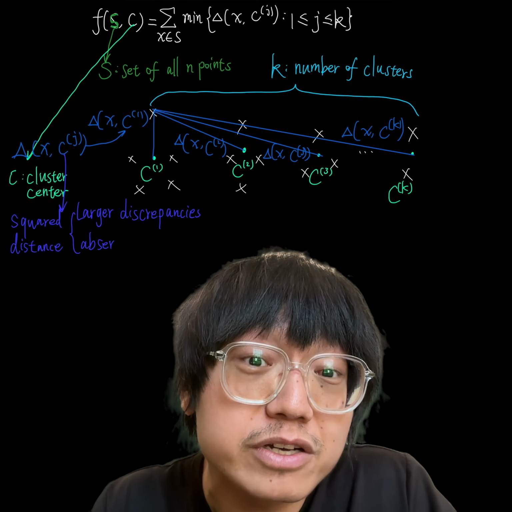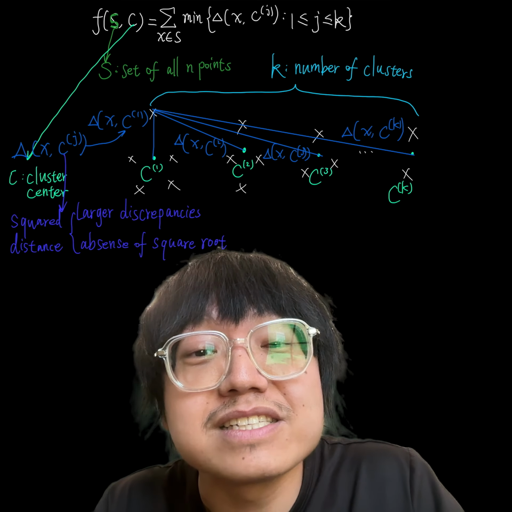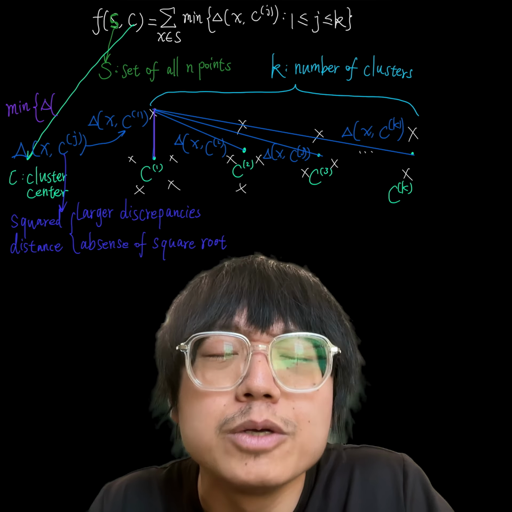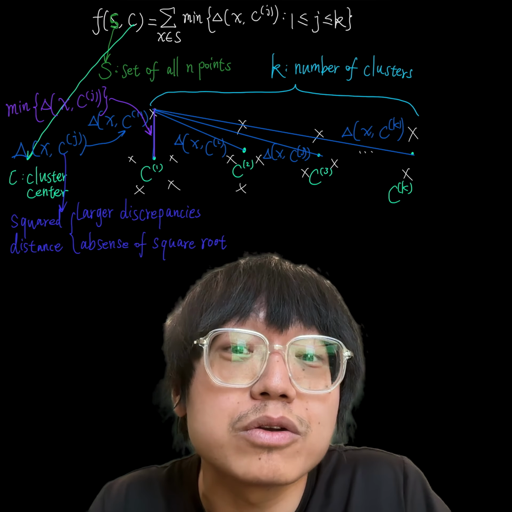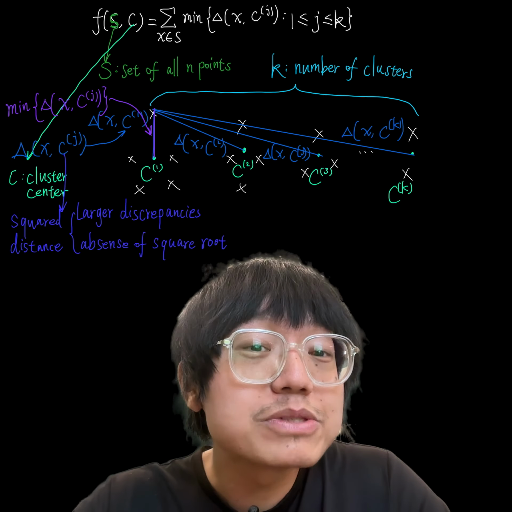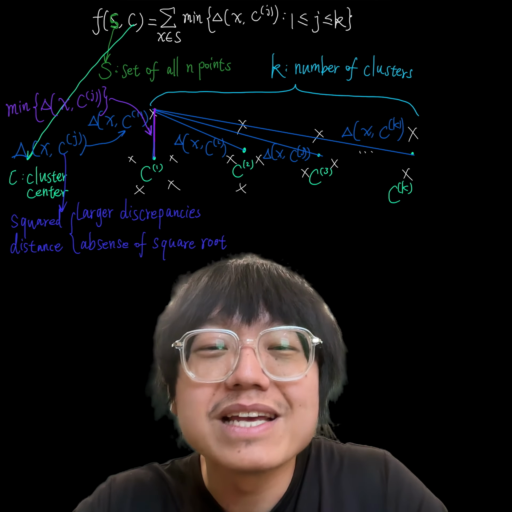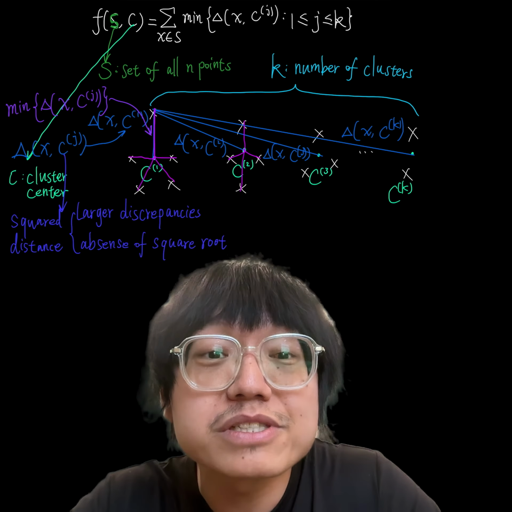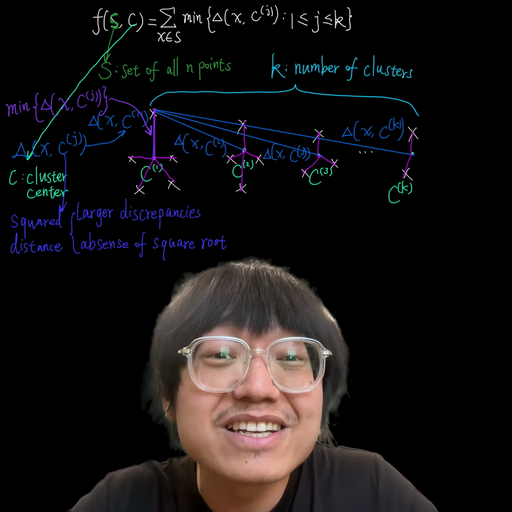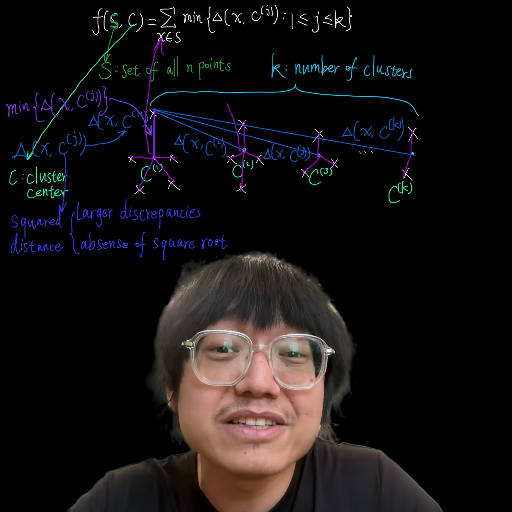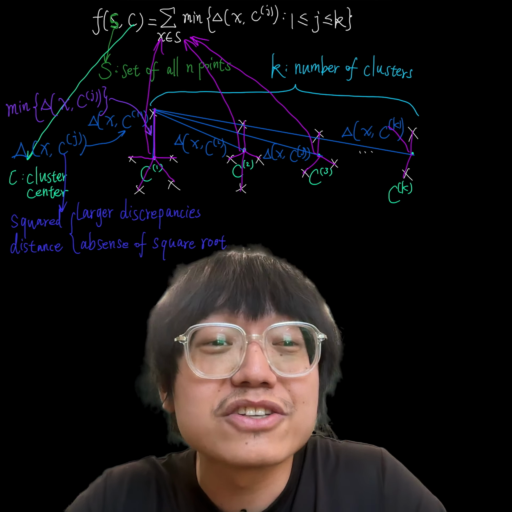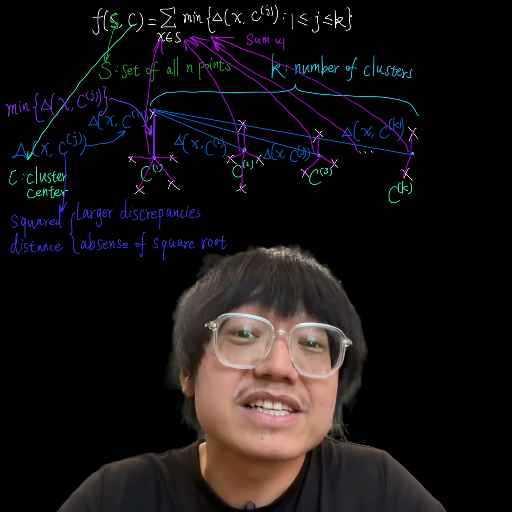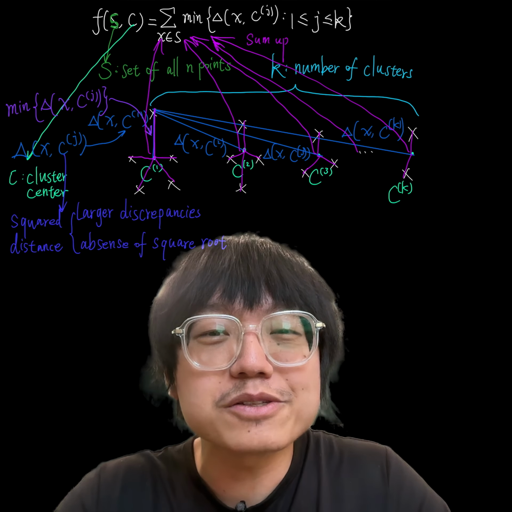And how about the min function? For each point x, the distance to the nearest cluster center C of j is chosen, which means minimizing the distance across all centers. The objective of k-means clustering is to find a set of k cluster centers that minimize this objective function. This means that the algorithm aims to place the centers in such a way that the total sum of the squared distances from each point to its nearest center is as small as possible.